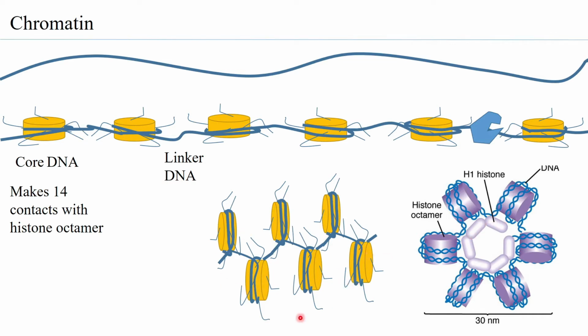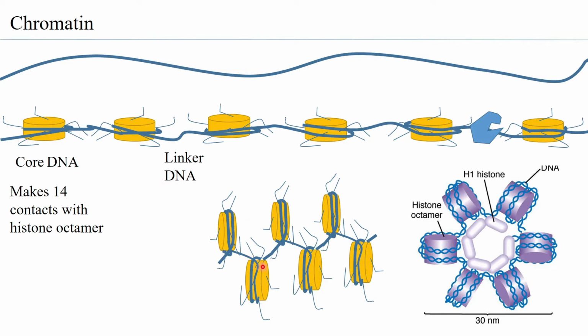But what is definitely clear is that as it gets more condensed, you can see that now even the linker DNA is bound by histone 1. To a great extent, most of the linker DNA is now also occupied by a protein, and therefore the regions available for transcription initiation are getting lesser.